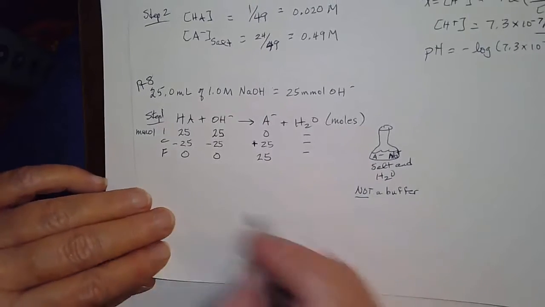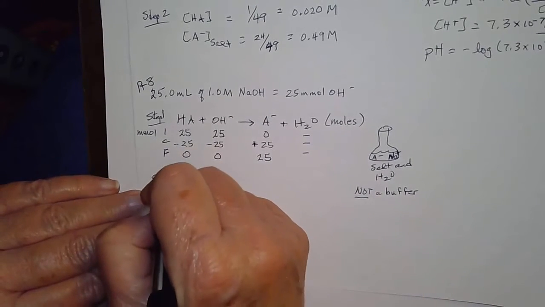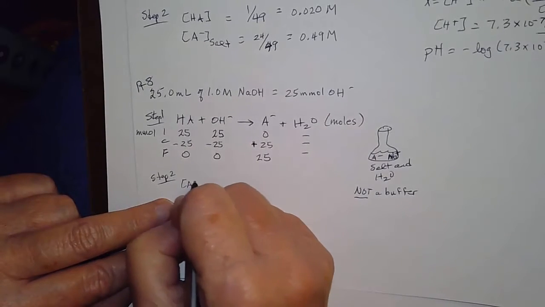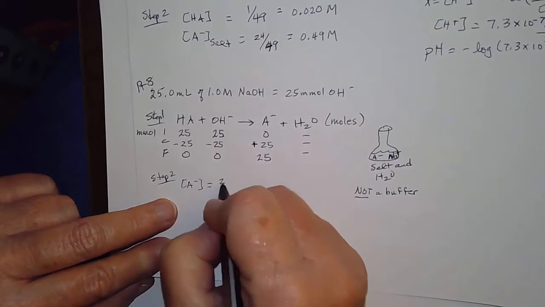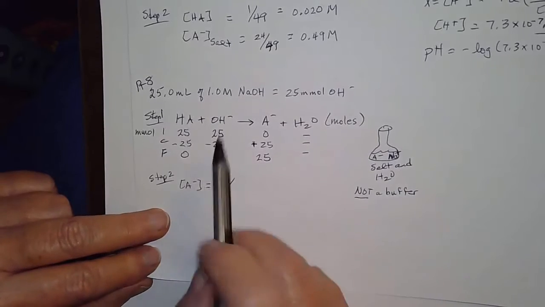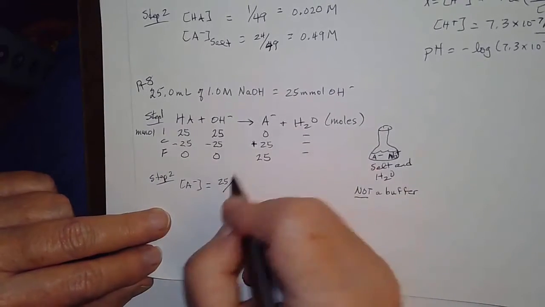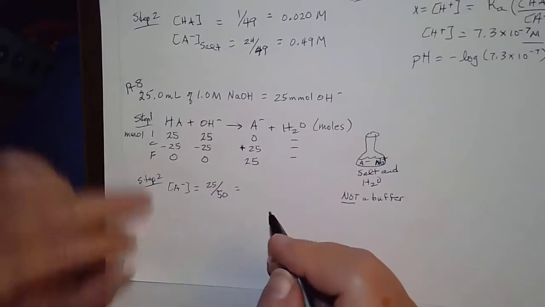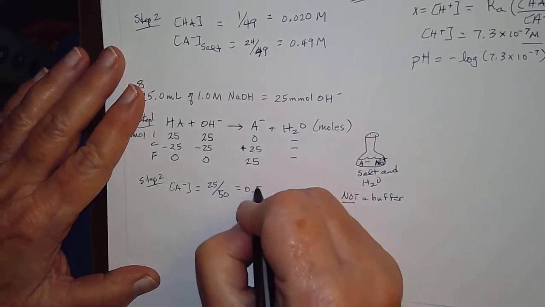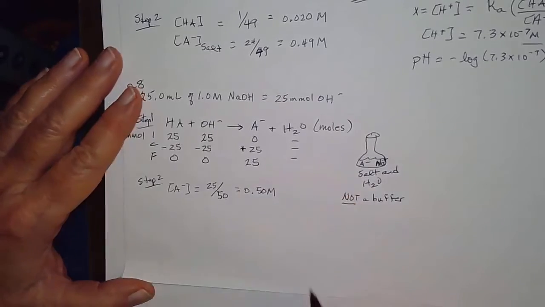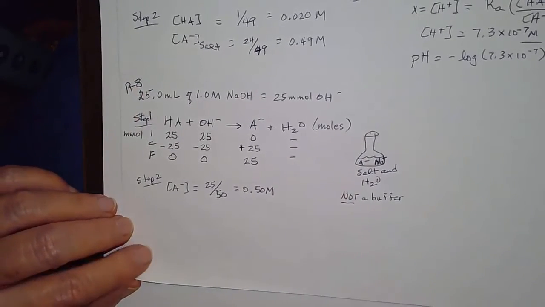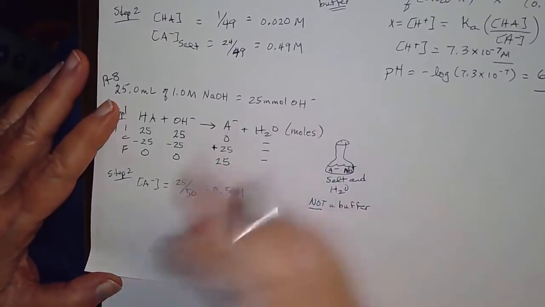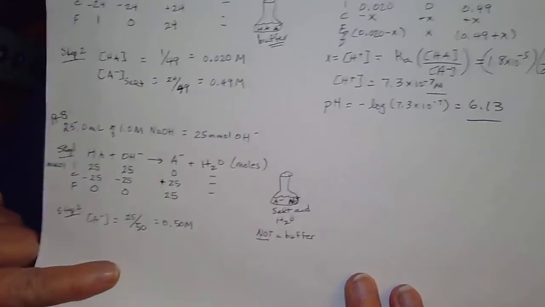All right. So step two, we still need to get the concentrations of everything left over. So the concentration of A minus is going to be 25 over, and we took 25 plus 25 milliliters of the acid and base, so 50. And that is half molar. Okay. And I don't need the concentration of anything else. Water is a pure liquid.